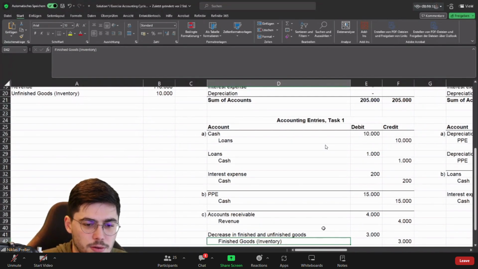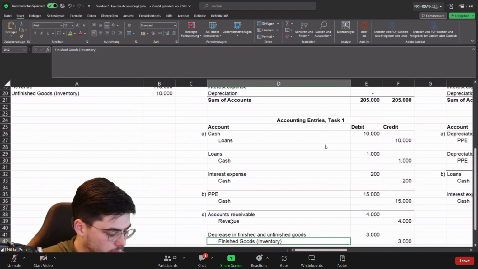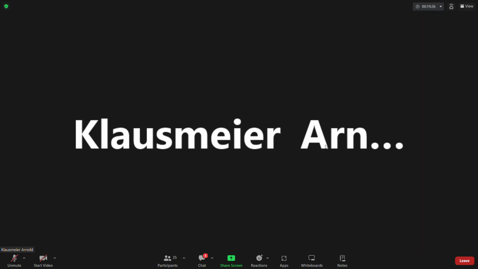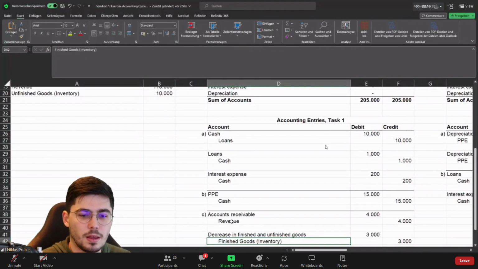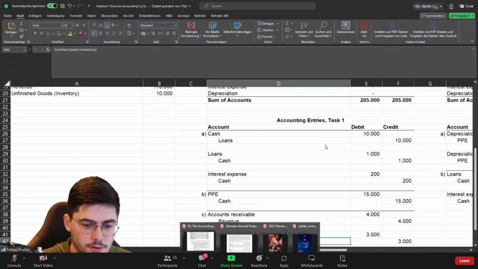So what would be the income statement effect of this transaction? We make a profit of 1,000. Yes, perfect. Very good. That would be the profit of 1,000.